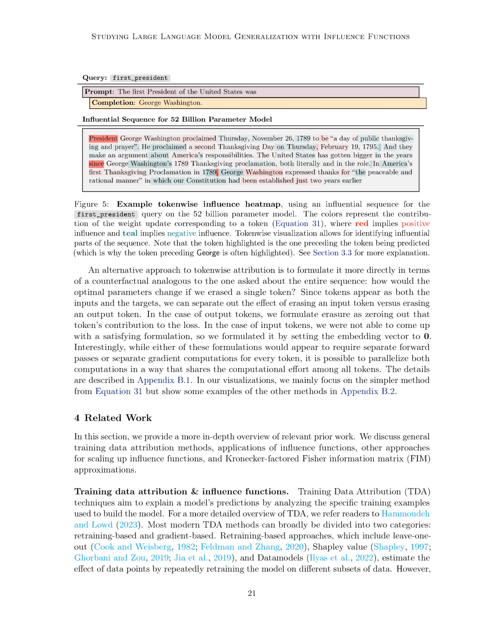Section 4. Related work. In this part of our study, we delve deeper into prior research that aligns with our topic. We'll discuss how training data is attributed, applications of influence functions, alternative methods to make influence functions more scalable, and approaches to approximating something called the Kronecker-Factored Fisher Information Matrix, FIM. Training data attribution and influence functions.